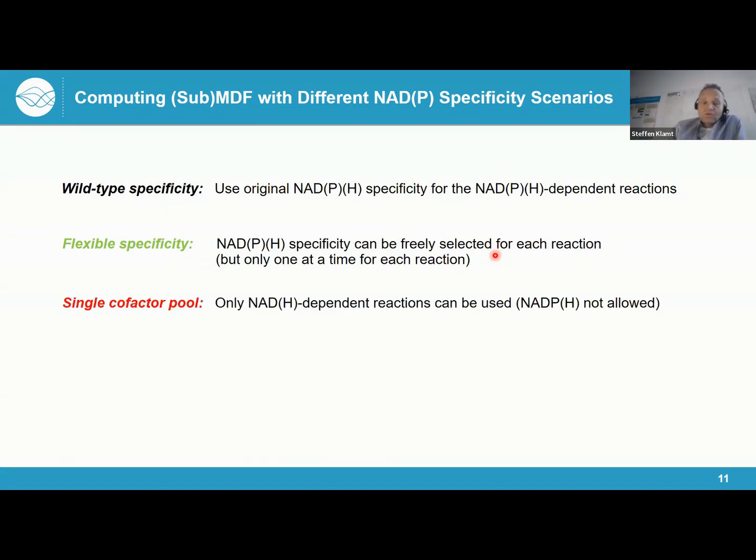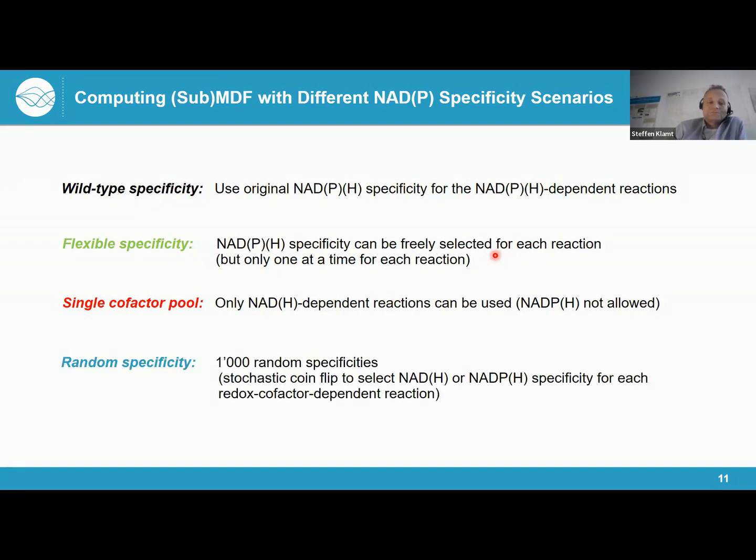So the next is the single cofactor pool. So here we allow only the NAD dependent reactions to be active. So the NADP dependent variants are not allowed. So this simulates the case where we have only one single cofactor.